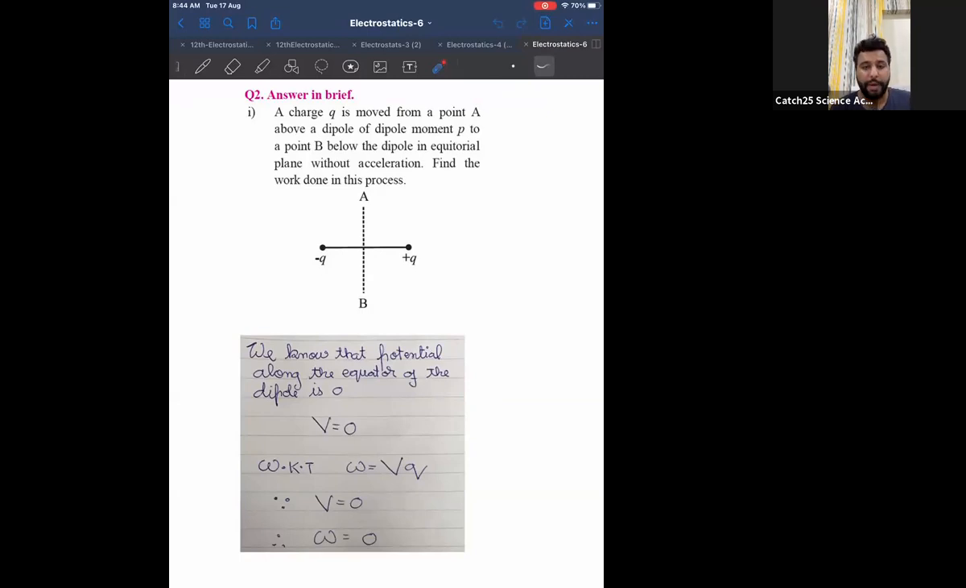Now, but this is a book back question. Therefore, actually it is for 2 marks. So you have to know the final answer and why you got the final answer. That means 1 mark for telling that along the equator V is 0, and 1 more mark for telling therefore W equal to 0. Okay. So if you want to make a note and then we go to the next question.